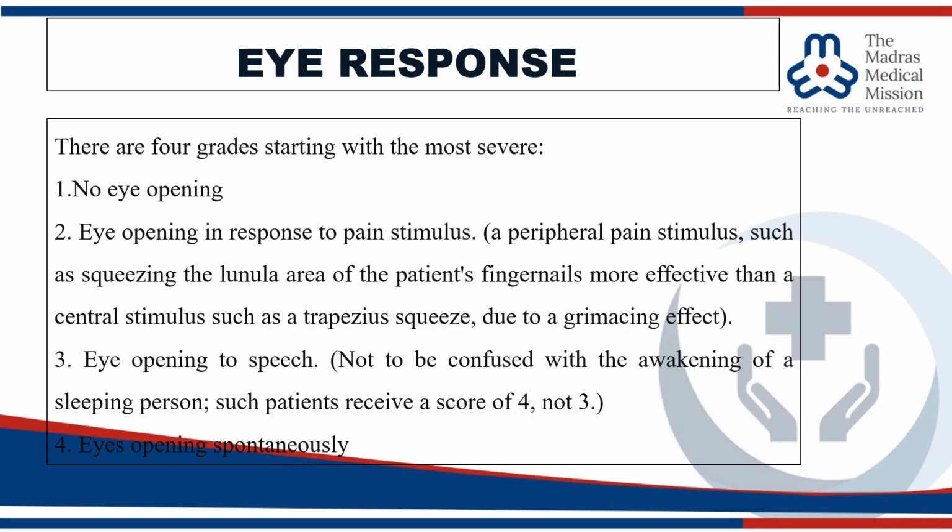To see this eye response in detail, there are four grades, starting with the most severe, grade 1. Here the patient will not have any eye opening. No eye opening will be graded as 1. Score 2 will be given for an eye opening in response to painful stimulus. For example, a peripheral pain stimulus such as squeezing the lunula area of the patient's fingernails, which is more effective than a central stimulus such as a trapezius squeeze due to the grimacing effect.